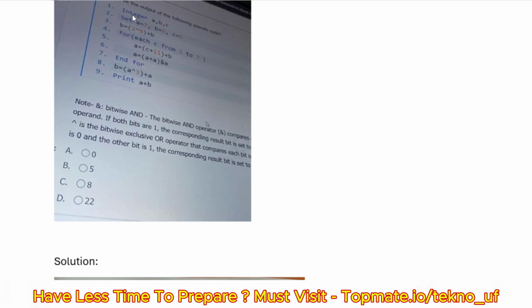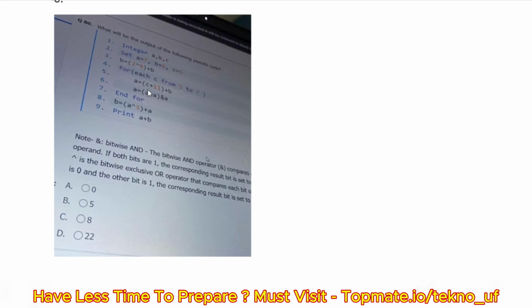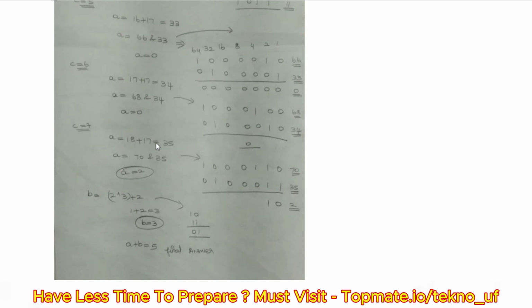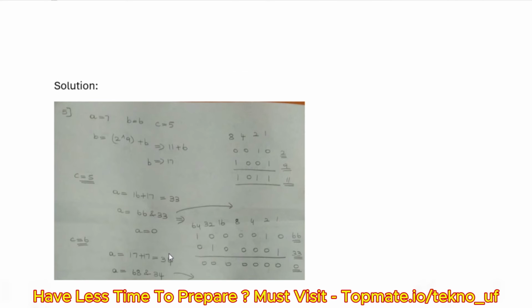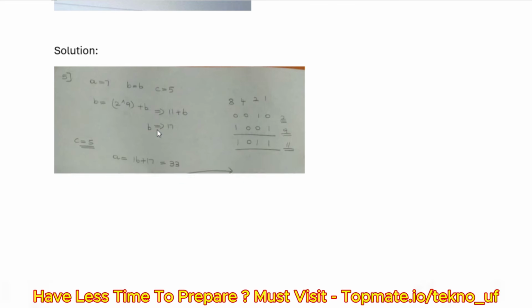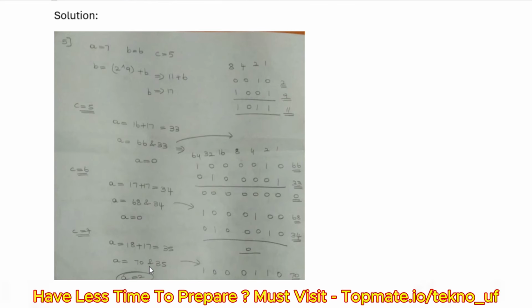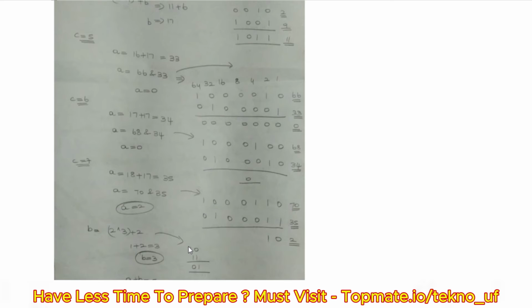In the first line, we will be having A equal to C plus 11 plus B. C plus 11 means 7 plus 11, 18 plus B. The value of B is 17. So 18 plus 17 will become 35. The next line, A plus A. A plus A means 70, 70 and A. A will be 35. So 70 and 35.